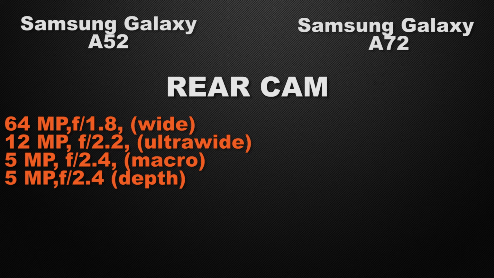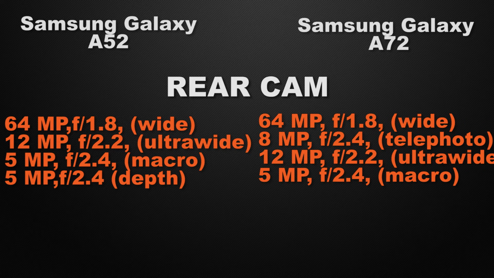Let the comparison start with the camera of the devices. Talking about the rear camera of the devices, A52 has a quad camera setup, 64 megapixel wide camera, 12 megapixel ultra wide camera, 5 megapixel macro camera and 5 megapixel depth sensor. And A72 also comes with a quad camera setup, 64 megapixel wide camera, 12 megapixel ultra wide camera, 5 megapixel macro camera and 8 megapixel telephoto sensor. So it's a tie here because both of the devices come with about the same camera sensors, which can take great photos and sharper images.